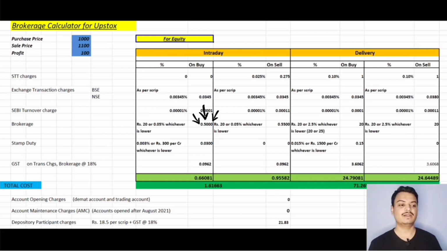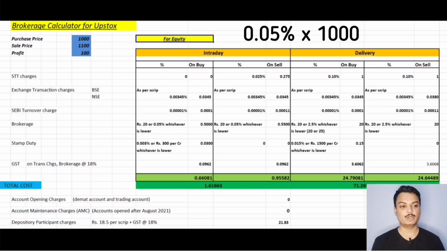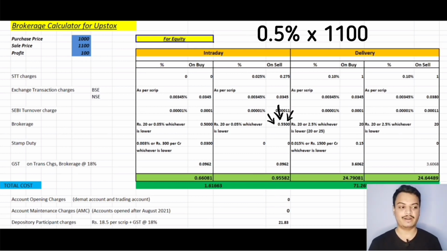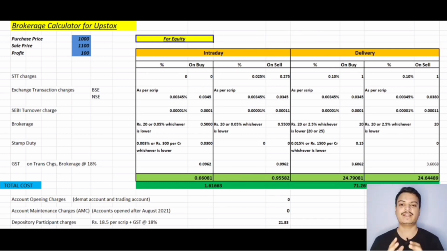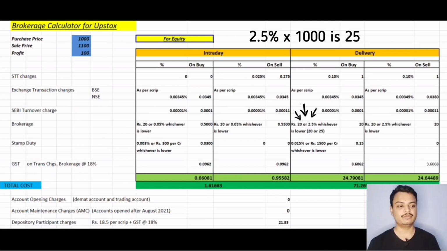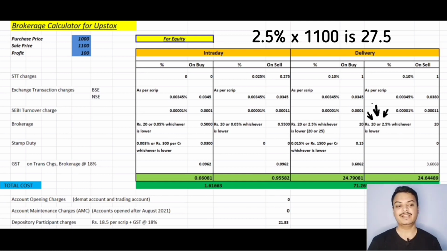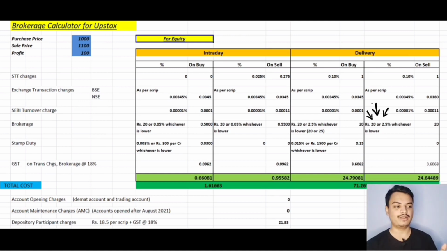In this case, you can see that it is 0.5 rupees, which is calculated by 0.05% into 1000, so 0.5 for buy, and 0.05% into 1100, 0.55. So that is lower and they have taken that into the column. Now the same for delivery is said to be 20 rupees or 2.5%. Now 2.5% is actually very big, so 2.5% into 1000 is 25 rupees actually, but since 20 is lower, they have taken 20 rupees in the column. And the same for sell, 20 rupees or 2.5%, whichever is lower. So 2.5% into 1100 is higher than 20 rupees. So 20 rupees, which is lower, has been taken into the column.